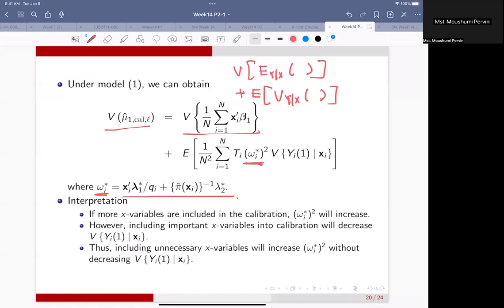Okay, so now let's try to interpret it. The first term is just the true mean part, right? So you don't have to worry about the first term. The second term is more tricky. If you look at the variance, this is actually a square, right? So that means if you include more x variables, then this will increase, because you are actually adding square terms.